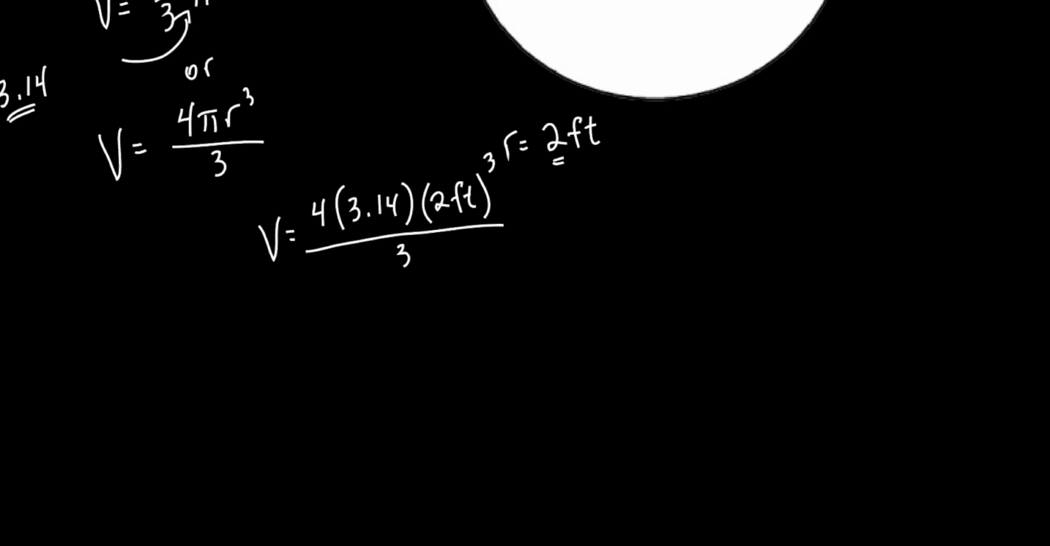I would go 4 times 3.14 times... now we can do this part in our head, can't we? 2 cubed. Without a doubt, it's going to be 8. 2 times 2 times 2, right? 2 times 2 is 4, times 2 is 8. So I can just do that in my head. So 8. And then you take that whole thing and you divide it by 3.